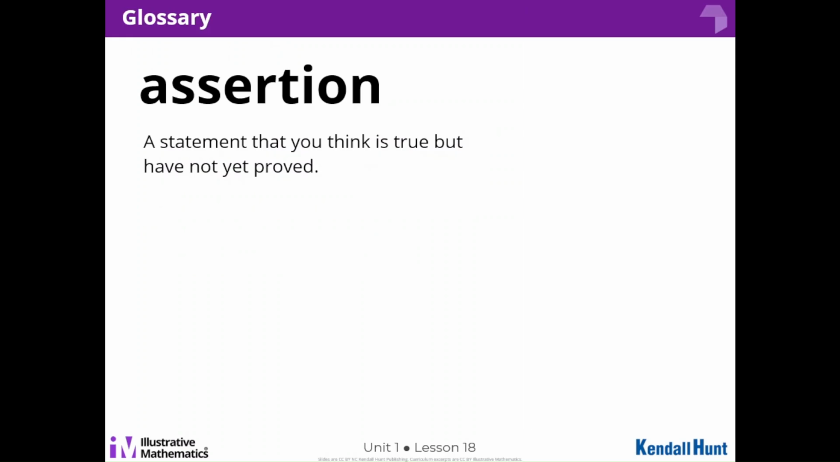We have several glossary terms again. The first one is assertion. This is simply you making a statement that you believe is true, but you haven't yet gone through the steps of proving that it's true.